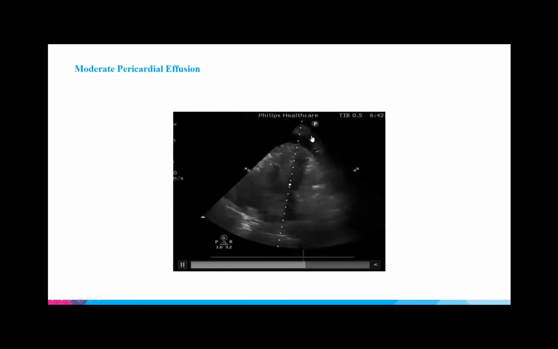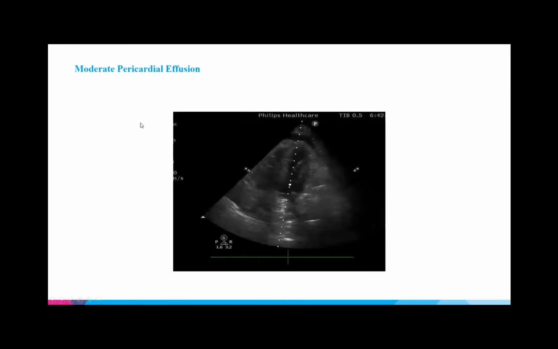You do want to measure it during end diastole, which is when the ventricles are filled up the most, because that's going to give you the smallest measurements. You can see at the end, if I pause right here, it's about 1 centimeter. Whereas when the heart contracts, it looks a little bit bigger.